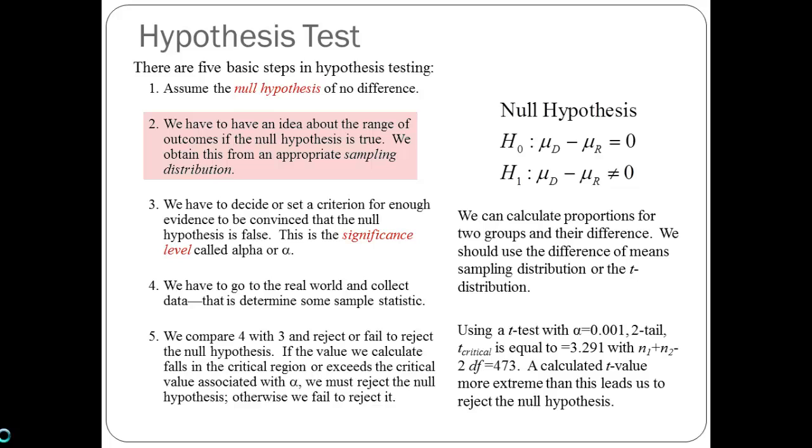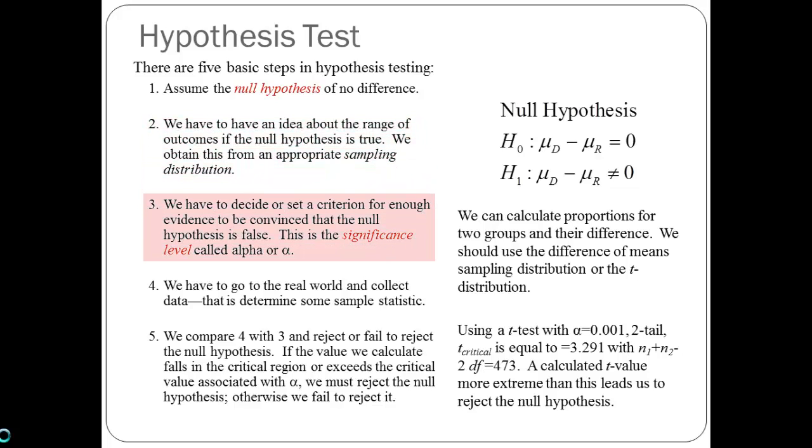Step number 2. What's our sampling distribution or picture of chance? The good news is, like a difference of means test, when we do a difference of proportions, we can use the t-distribution. So anytime we're confronted with a problem where our dependent variable is a proportion and our independent variable is a dichotomous variable, we use the t-distribution as our picture of chance.